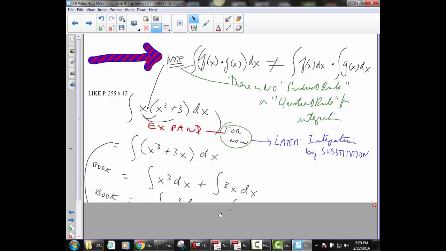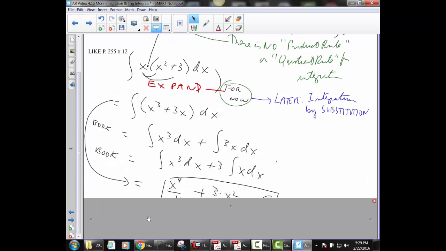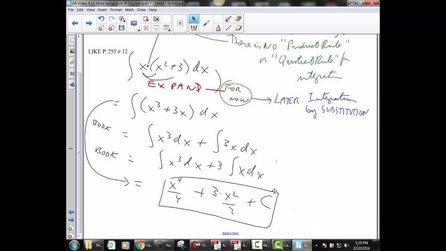Now you can split up the sum, and this is what the book does. It goes blah, blah, blah. I would go directly, personally, from here to here. The integral of x cubed dx is x to the 4th over 4 plus 3 times x squared over 2 plus c, the end.